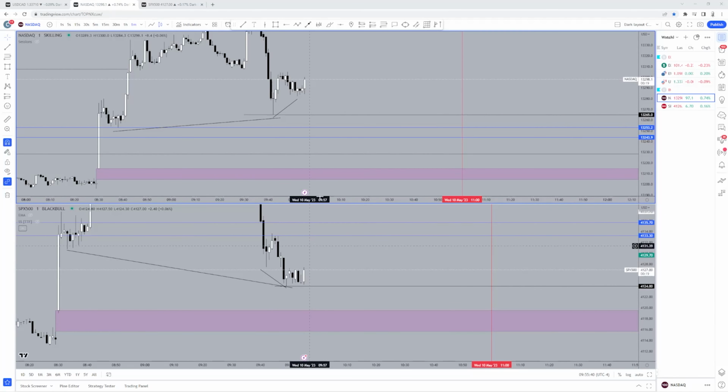Here we see a push, but that means nothing for us if we don't grab some liquidity, at least tap onto one of those volume imbalances.